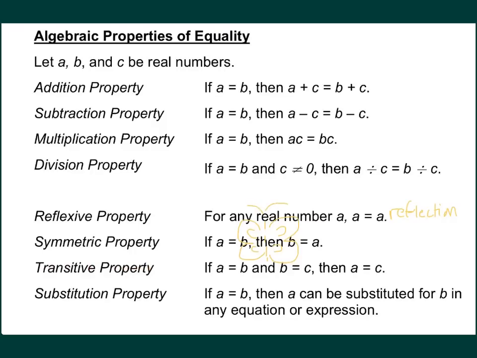The transitive property, this one's a little more involved, so let's look at this carefully. If A equals B and B equals C, then A has to equal C. So the transitive property, I like to think of it like a little choo-choo train. So let's see if I can draw a little choo-choo train here. Wheels, wheels, wheels. Linked up with another train car. Maybe it has windows on it.